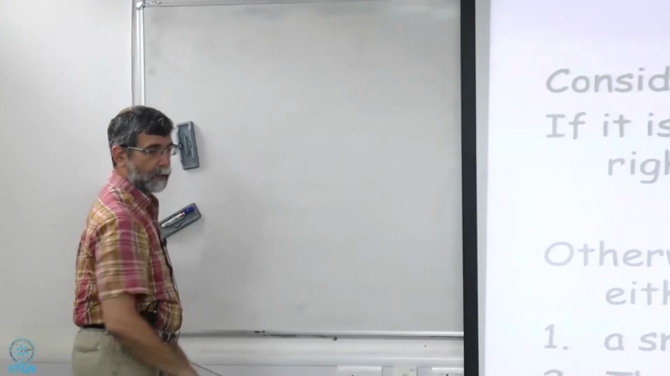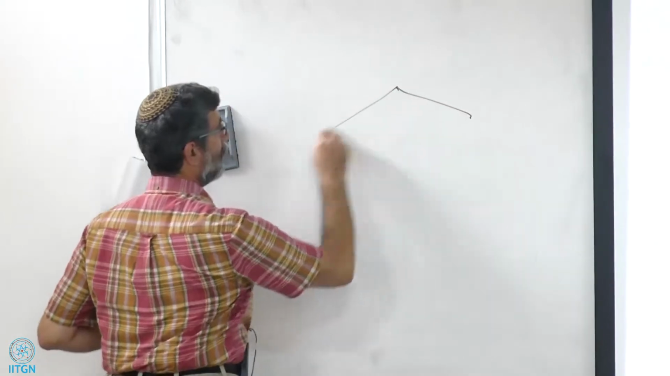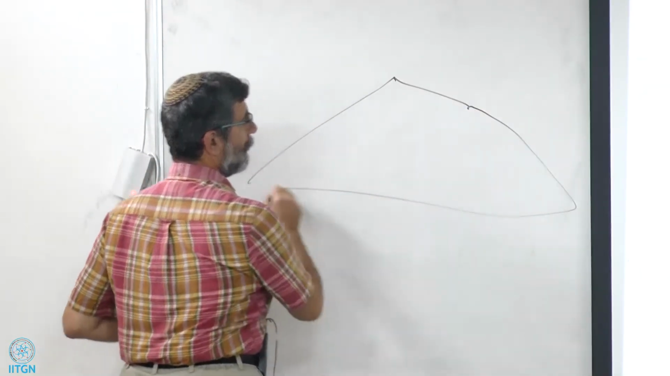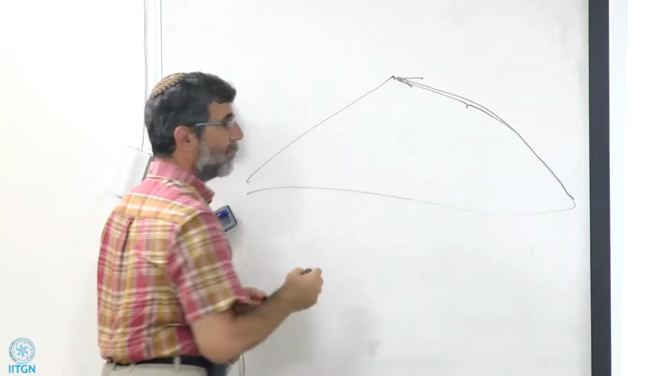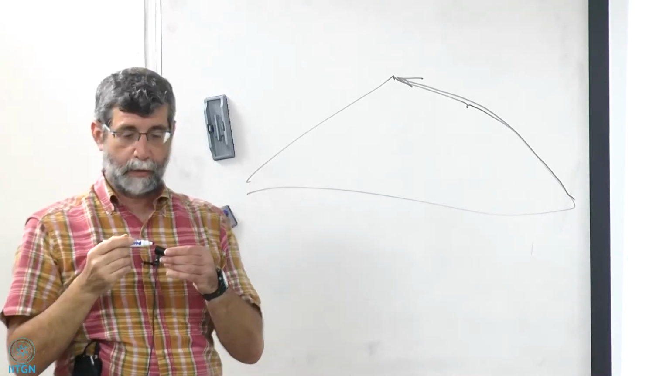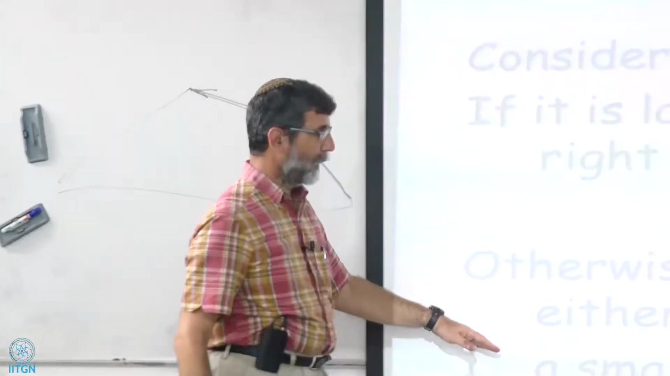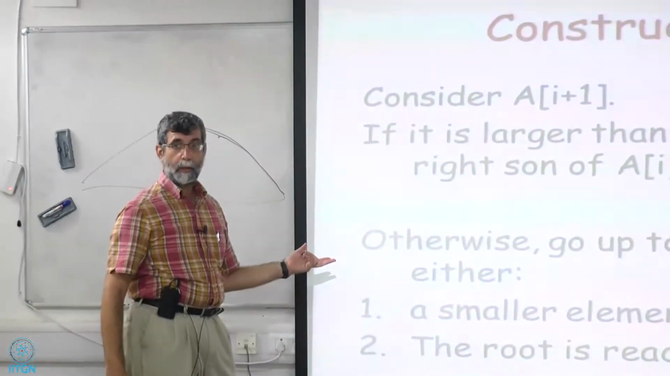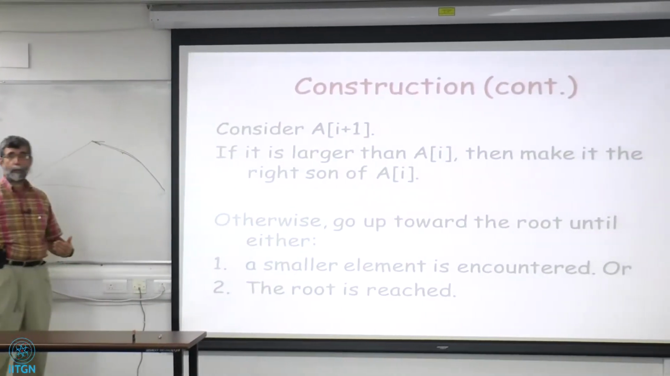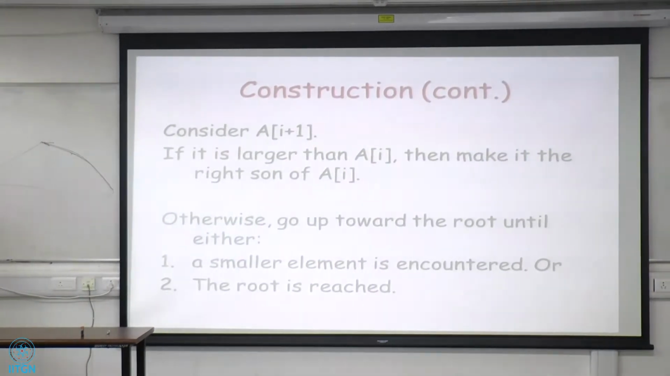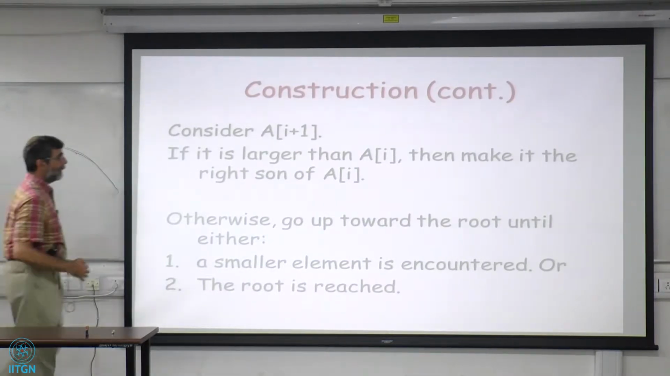So we have some sort of an existing Cartesian tree from A1 to AI. And all we need to do is to go up on this edge towards the root in order to know where it is that we add the AI plus 1. So we go up towards the root until either we encounter a smaller number than AI plus 1, or we reach all the way to the root, and AI plus 1 is still smaller than everything else. So these are the two things that can happen as we're going up from AI.